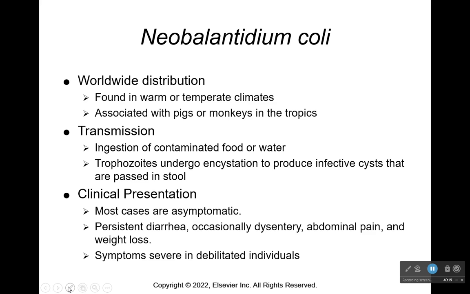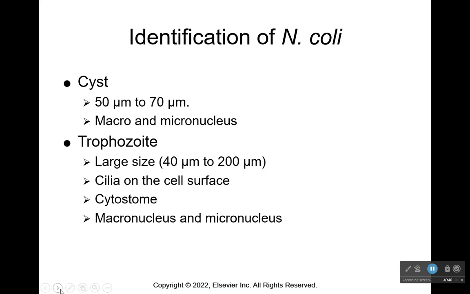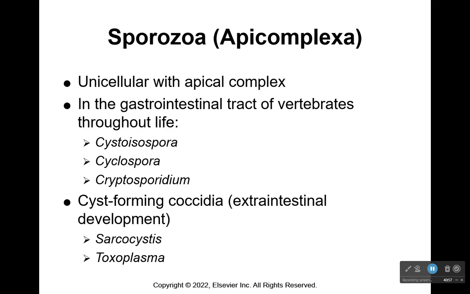Found worldwide in the tropics. It's associated with pigs and monkeys. We get it from contaminated food or water. The trophozoites go through what's called encystation to produce those cysts that are infective in our stool. This one can be very asymptomatic. We don't know we have it, but it can also cause diarrhea, abdominal pain, all of those things, and be very severe if you're immunocompromised. The cyst is fairly large. It's one of our larger cysts. The trophozoite is large also, but it has those cilia all the way around.